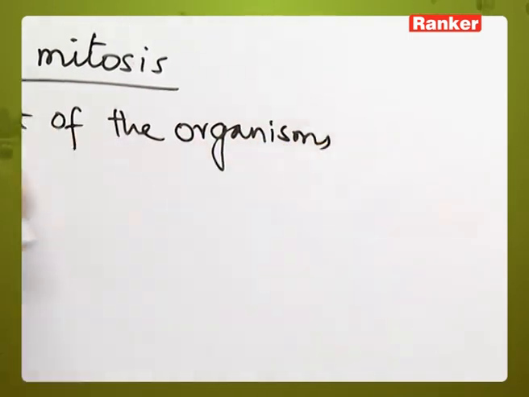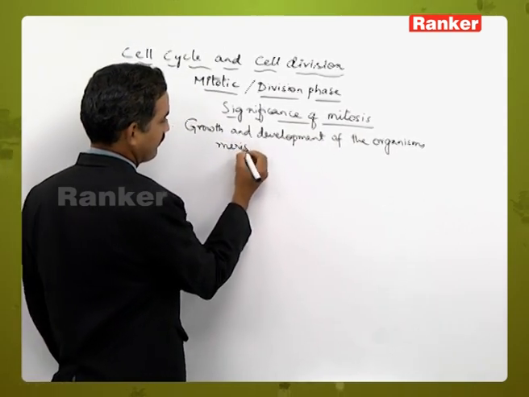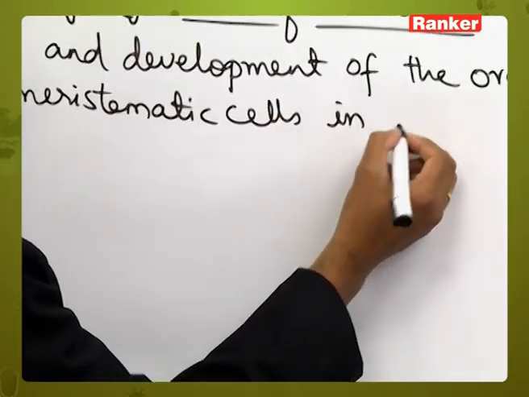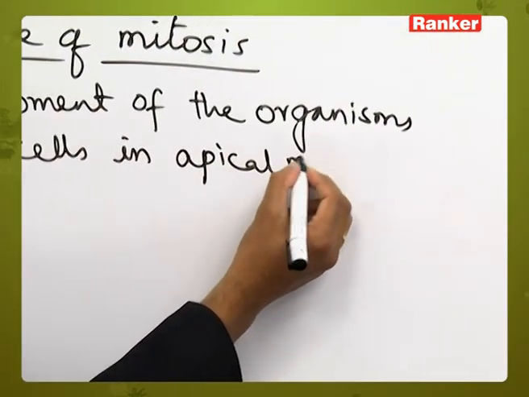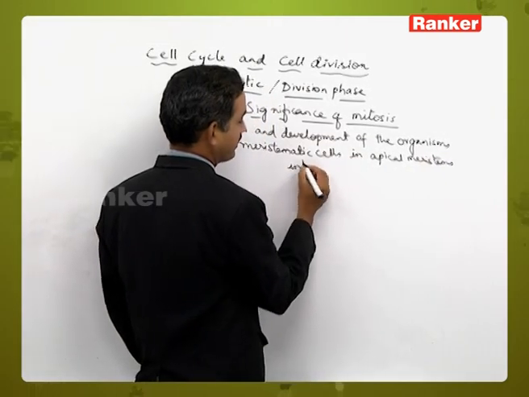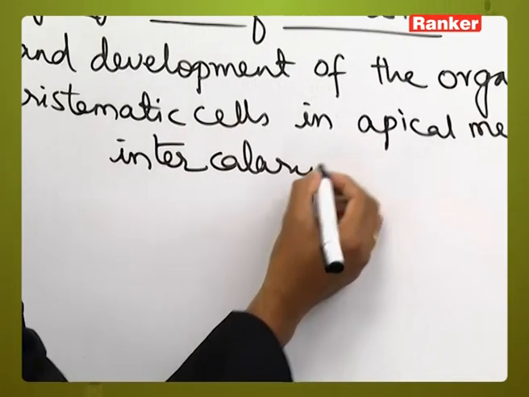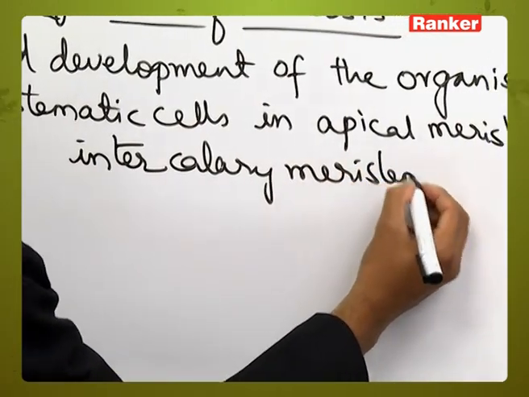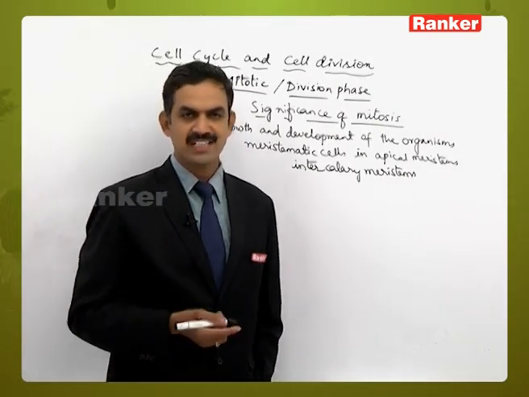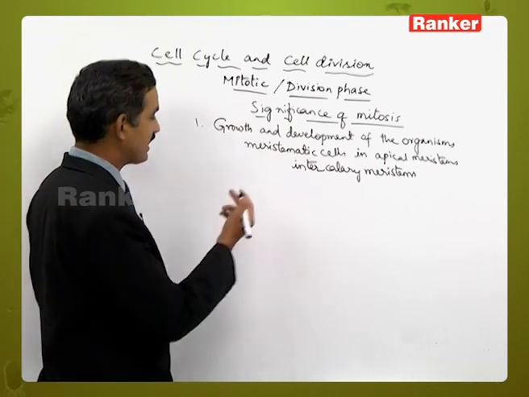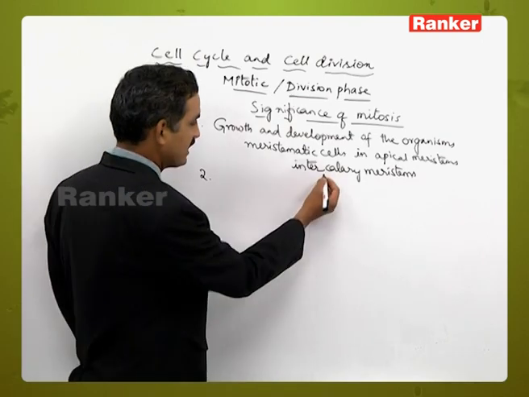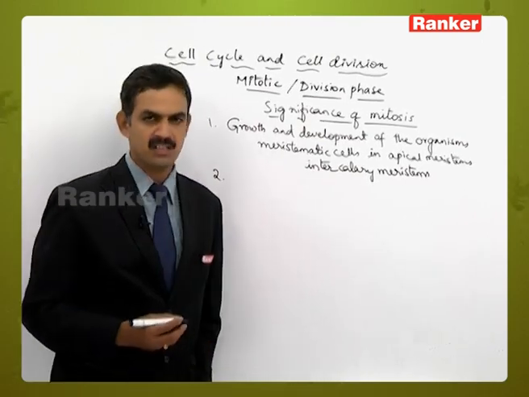Particularly the meristematic cells, which are present in the form of apical meristems and intercalary meristems. These two meristems will increase the length of the plant body, with a proportionate increase in the thickness of the plant body also. So they are helping the growth and development of the organisms, particularly in the plants.